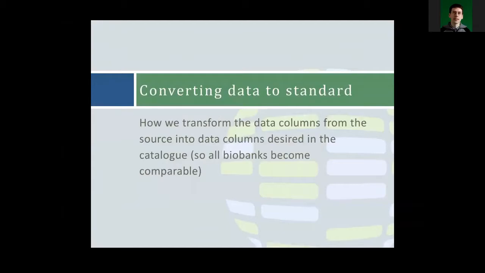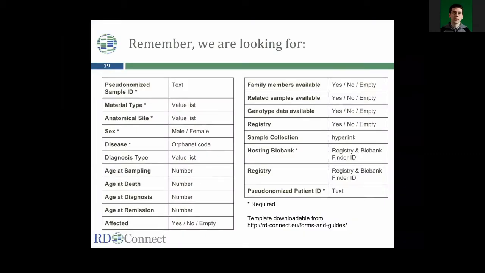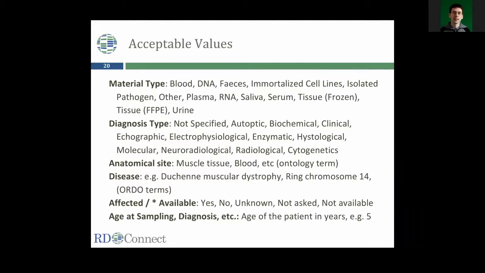But if we just upload your data in the format that you have, we still do not have a common standard. So the other part is how we convert data to adhere to the same standard, to make it comparable. As a reminder, in the end we would like to have these fields that we agreed upon in the user panel for the catalog. Star again means required. Some of these, like material type and diagnosis, have specific acceptable values, as you can see here.